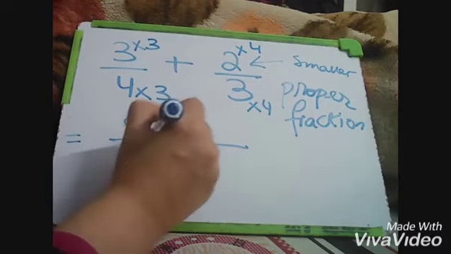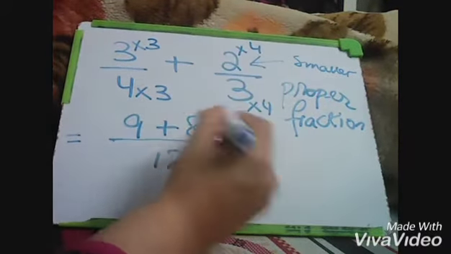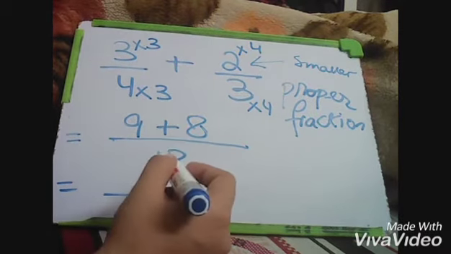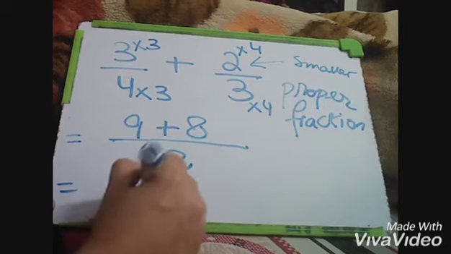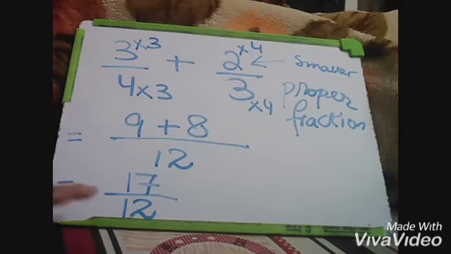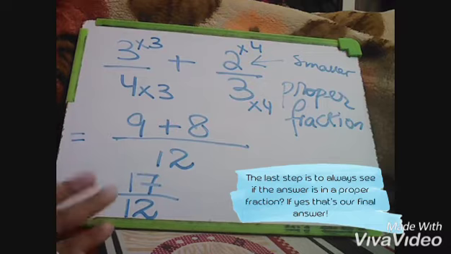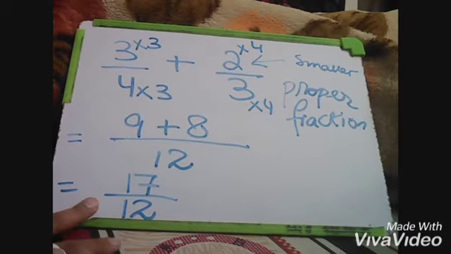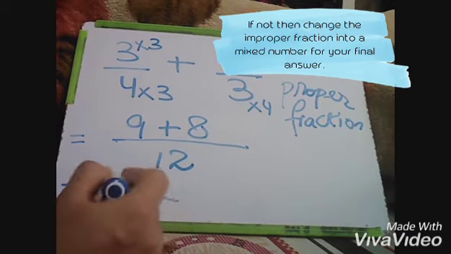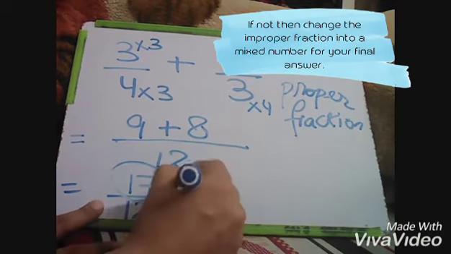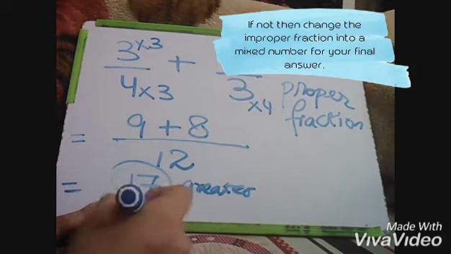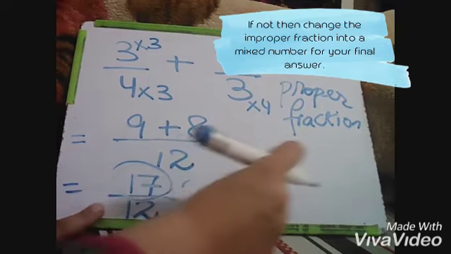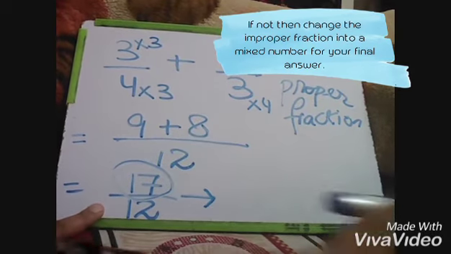3 3s is 9. 9 plus 2 4s is 8. So that makes it 9 plus 8 is 17 over 12. Now this can be our answer, but this is not a complete answer. We need to change this improper fraction. And why is it an improper fraction? Since the numerator is greater than the denominator. So this is now our improper fraction, and we're going to change this improper fraction into a mixed fraction.